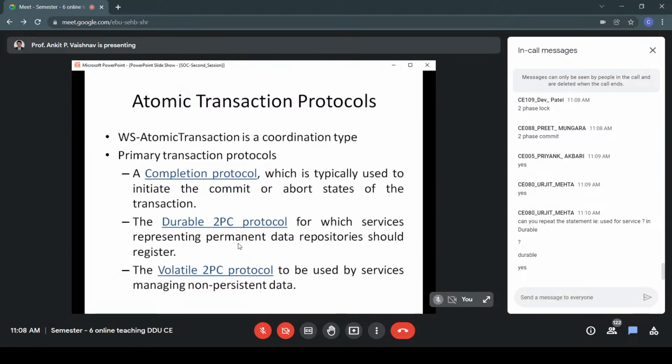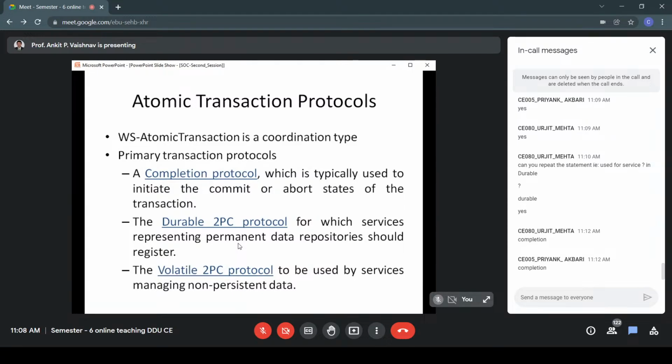Just read the definition and tell me whether you understood or not. Completion protocol's definition. It is used for what? Initiating the commit or abort state of the transaction, right? So all services that are going to be participants in the end have to register for which protocol? Or you can say something which is compulsory, that is completion protocol. Understood, all of you? Right?